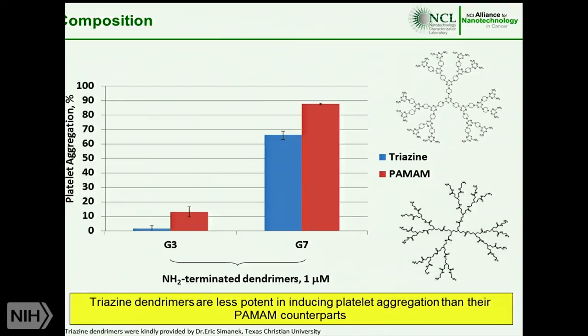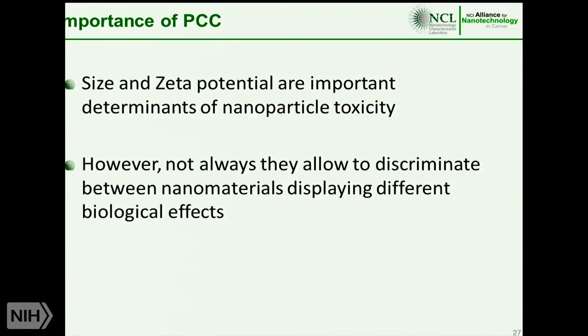Why is that? The architecture of this is triazine dendrimers and this is PAMAM dendrimers. You see that their architecture is different. At the same generation, triazine dendrimers have fewer surface groups on the particle surface, and we know from the previous studies that the number of surface amines is an important determinant of particle reactivity with biological membranes.